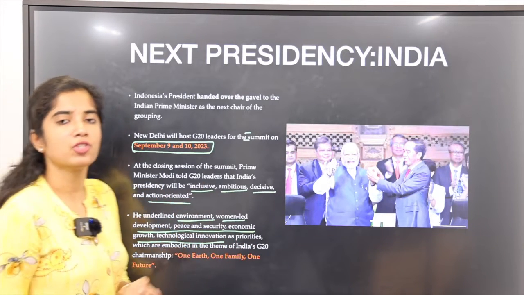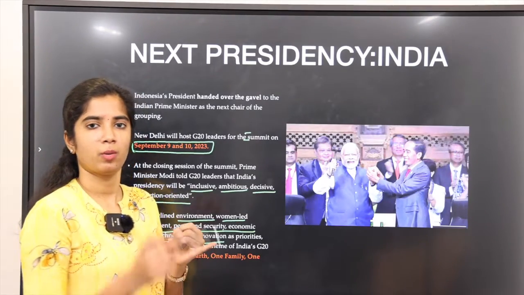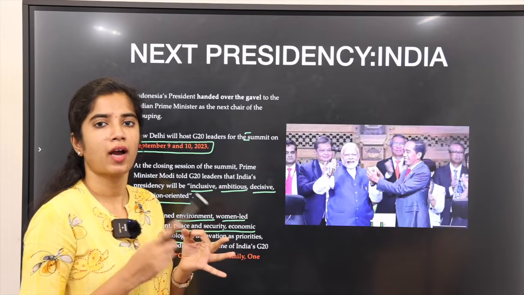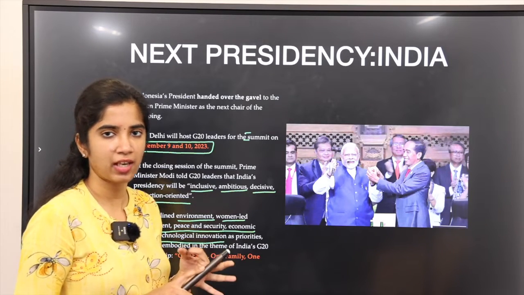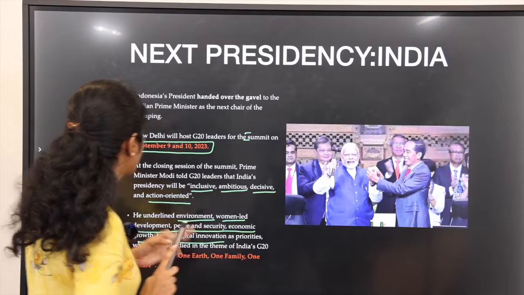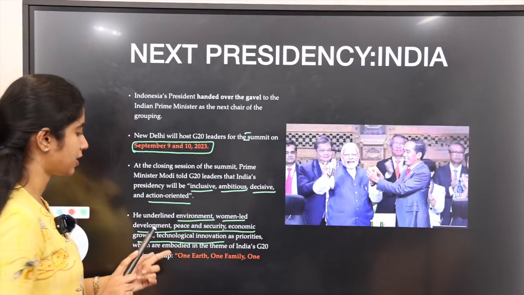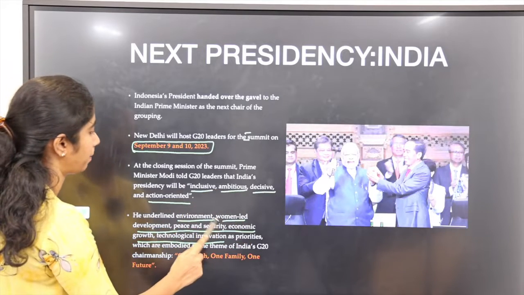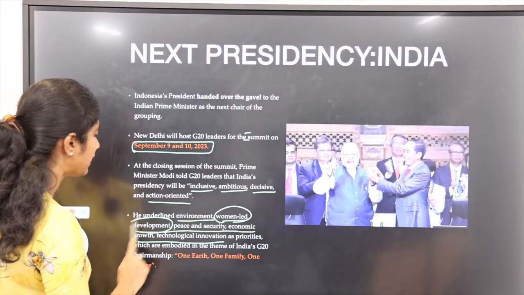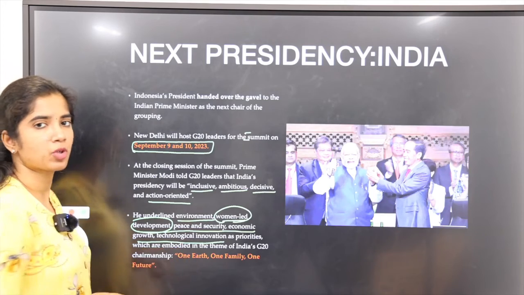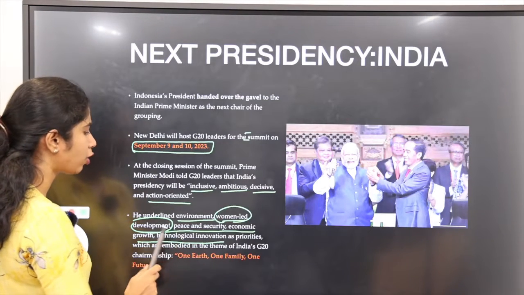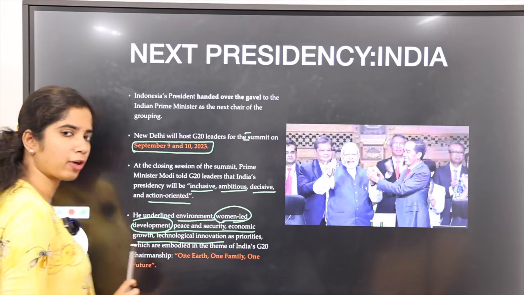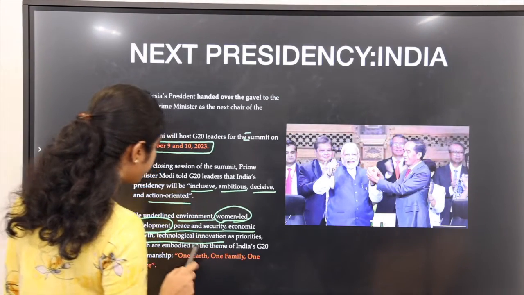Now, what have you seen as this year's priorities? We have seen global health architecture, clean energy transition, and one more thing, what have we seen? Digital economy. So next year during India's presidency, all of this will be highlighted: environment, women-led development, and the major thing, peace and security. This comes in times of war. And economic growth and technological innovation: economy is usually a part of the priorities in every year's summit.